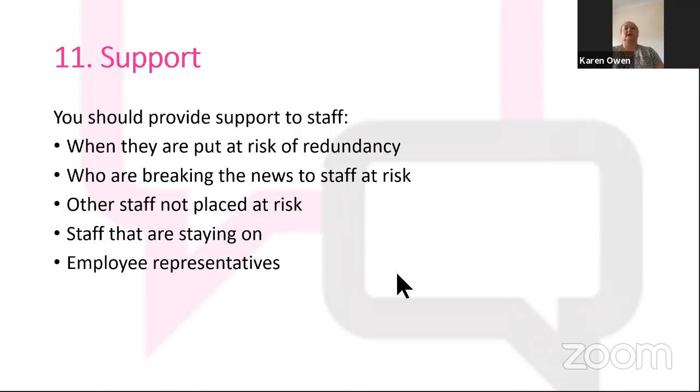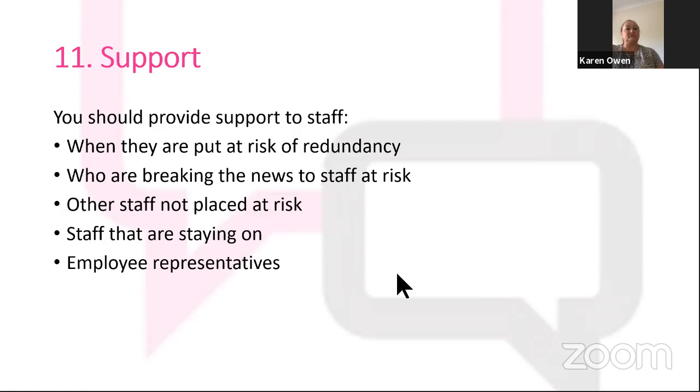Yeah, exactly. What you also must do is enable the staff to have a reasonable amount of time to look for another job or training if you're making them redundant and they've worked for you for 2 full years. So if during their notice period you need them to work and they get an interview with Tesco or whoever, then you must give them reasonable time off to have an interview as well. You can't say no. That's criteria.